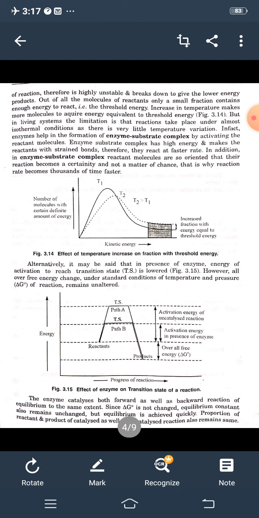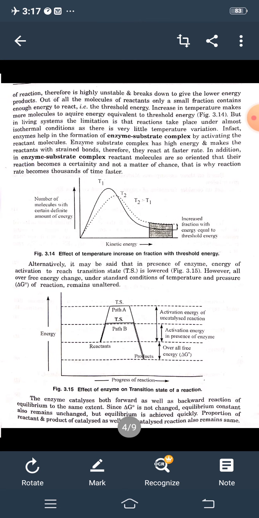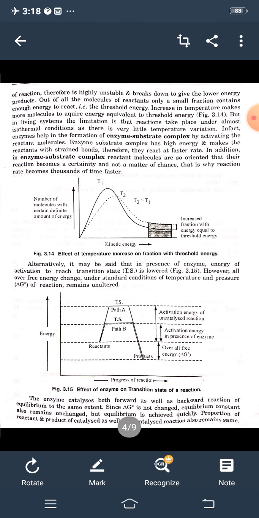Out of all the molecules of reactants, only a small fraction contains enough energy to react, that is the threshold energy. Increase in temperature makes more molecules acquire energy equivalent to the threshold energy, as shown in figure 3.14. But in living systems, the limitation is that the reaction takes place under almost isothermal conditions, as there is very little temperature variation. In fact, enzymes help in the formation of the enzyme substrate complex by activating the reactant molecule.